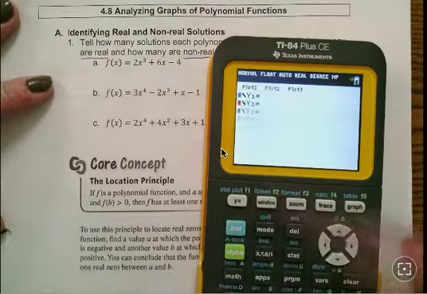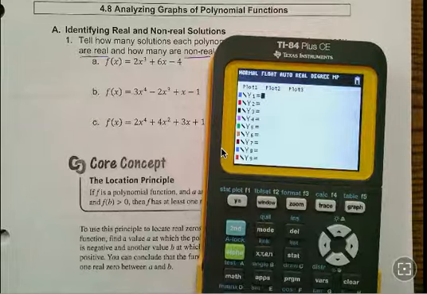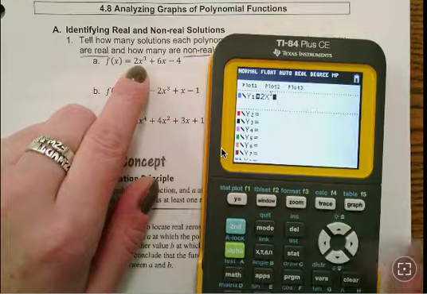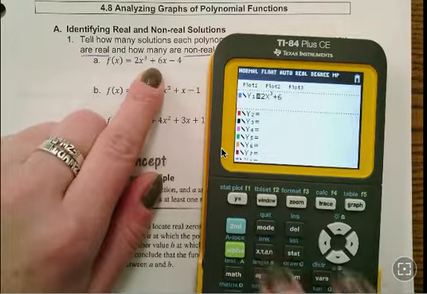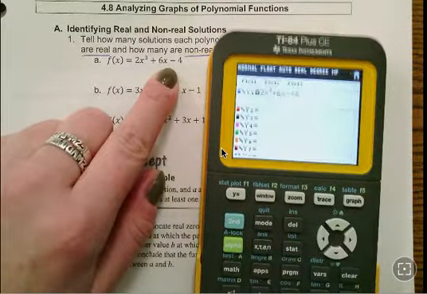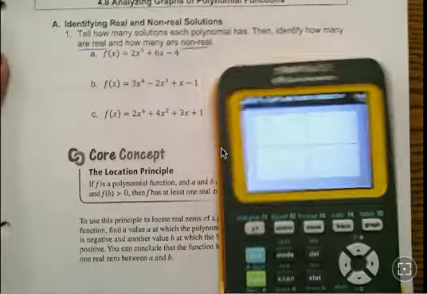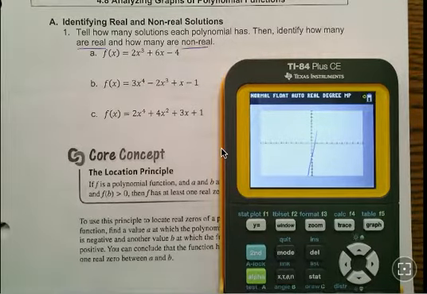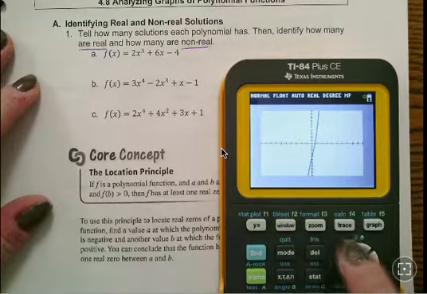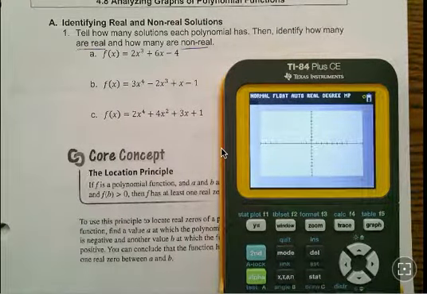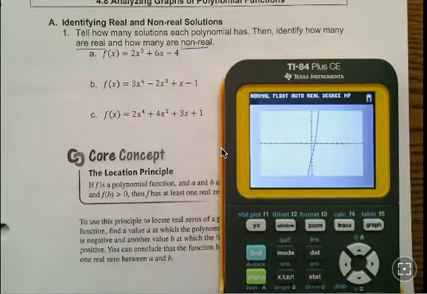Okay, so all we got to do, we go to y equals, plug in this polynomial: 2x to the third plus 6x minus 4. And then you go to the graph. If your graph doesn't look centered like mine does, if you hit this zoom button and then 6, that'll bring you back to your square. I think most of you have probably figured that out by now, but if not, it's very useful.